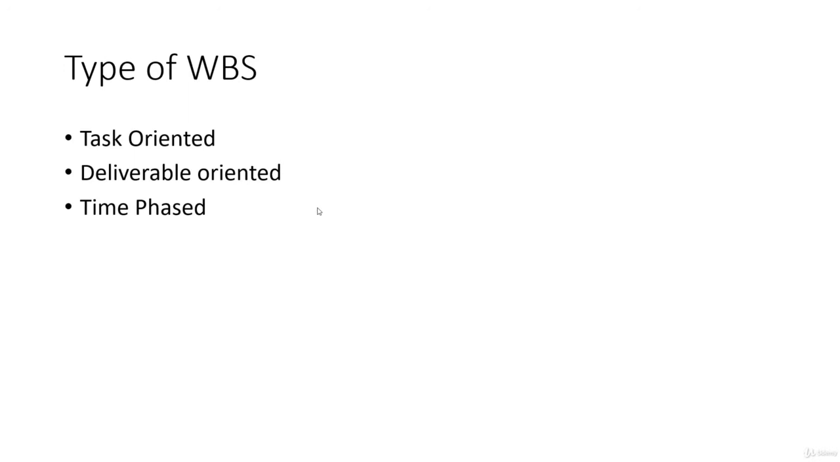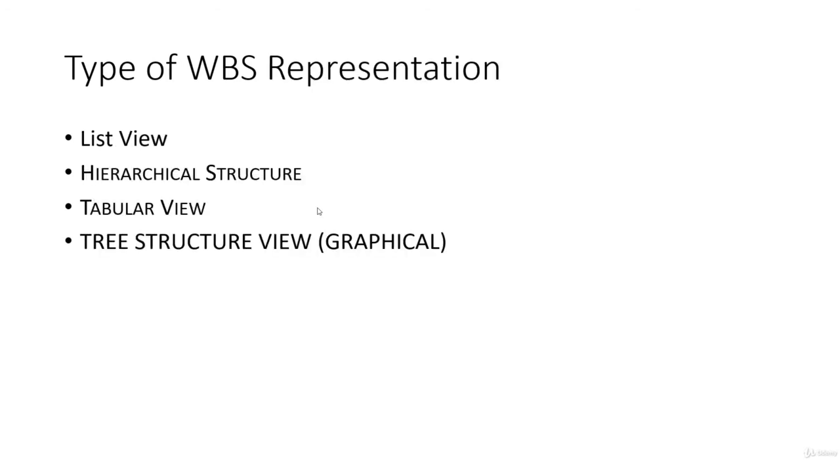Time-phased is usually used when the project is really big. So in those cases, you can use phase one, phase two, something like that to create a WBS. But the most important part of WBS is their representation. So these are the four types of representation: list view, hierarchical structure, tabular view, and tree structure view.